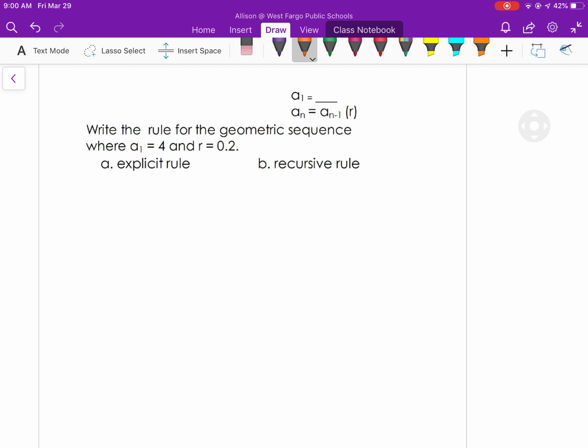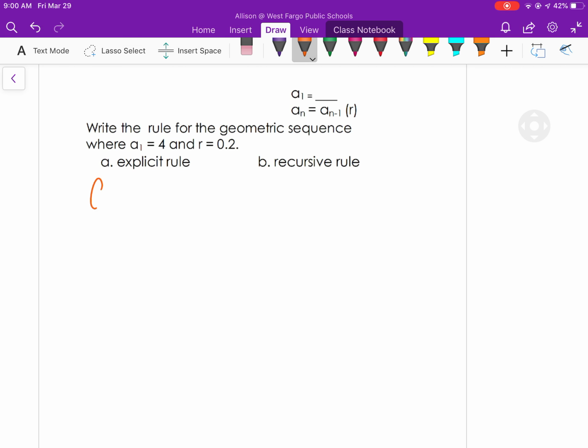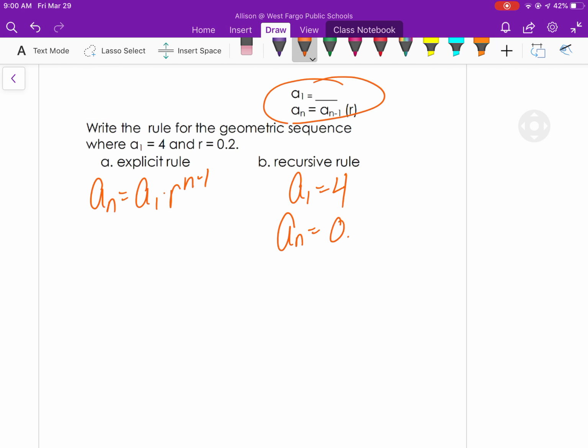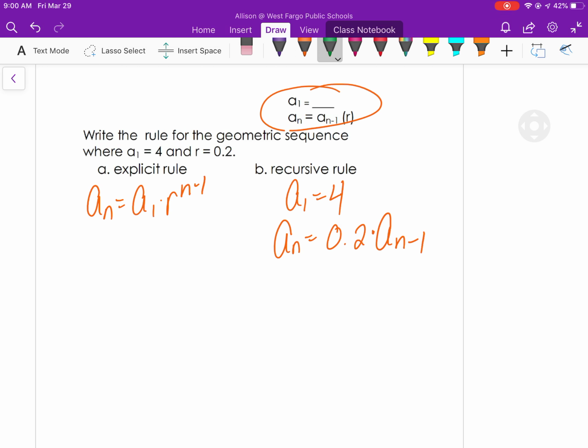So let's compare the two rules. Write a rule for the geometric sequence. An explicit rule is a sub n equals a sub 1 times r to the n minus 1. And the recursive rule is this one. You have to state the first term, so the first term is 4. And then you find the next term by taking r, so 0.2 times the previous term. So it might look like that. But the first term has to be included in your rule. So that's part of your answer, essentially.